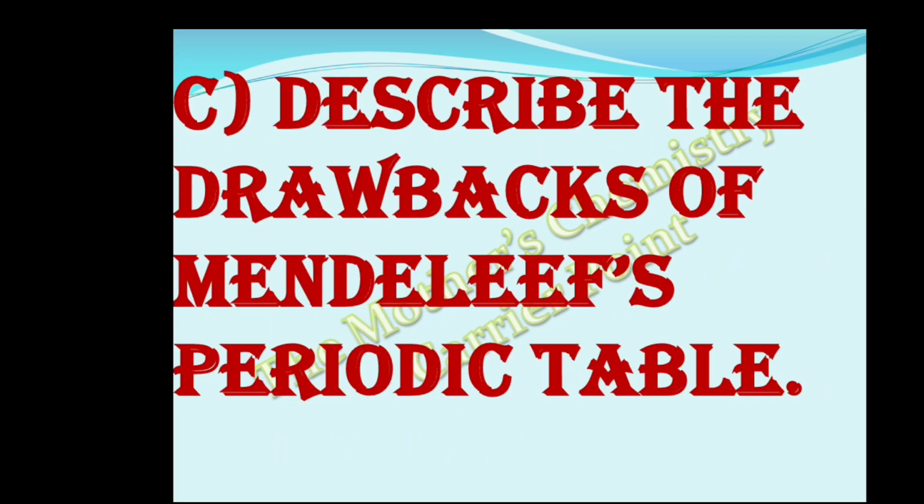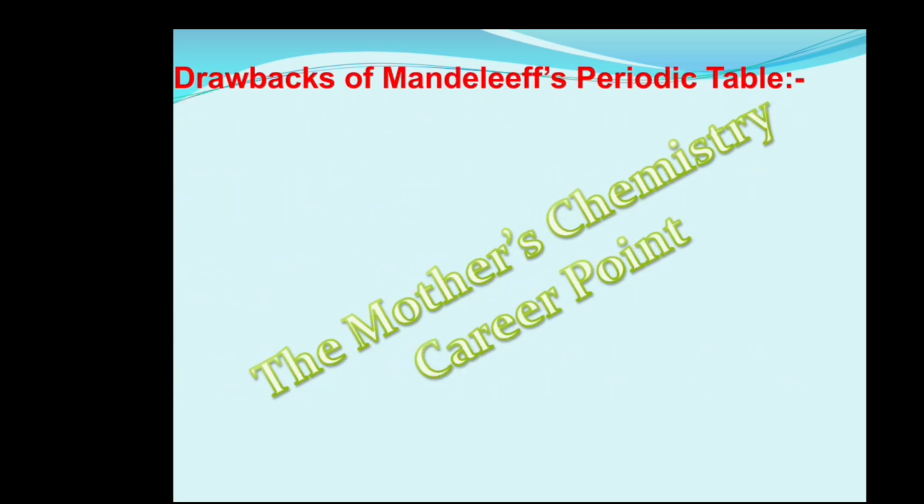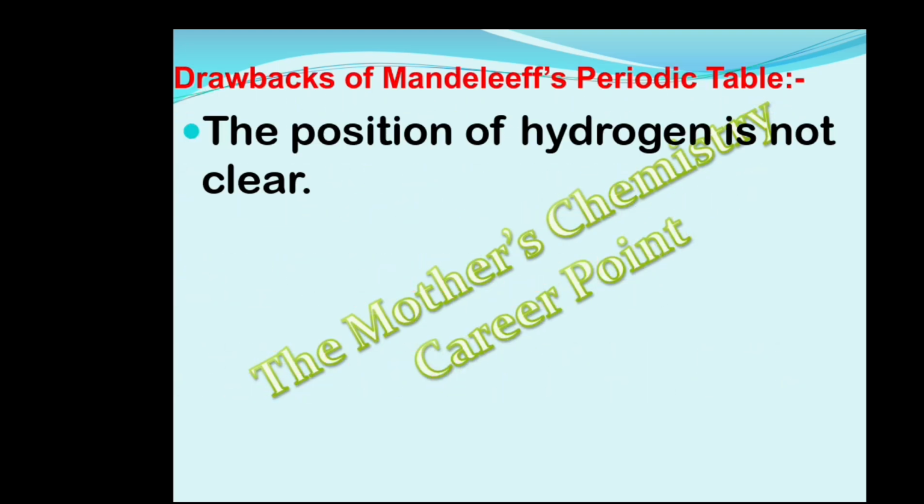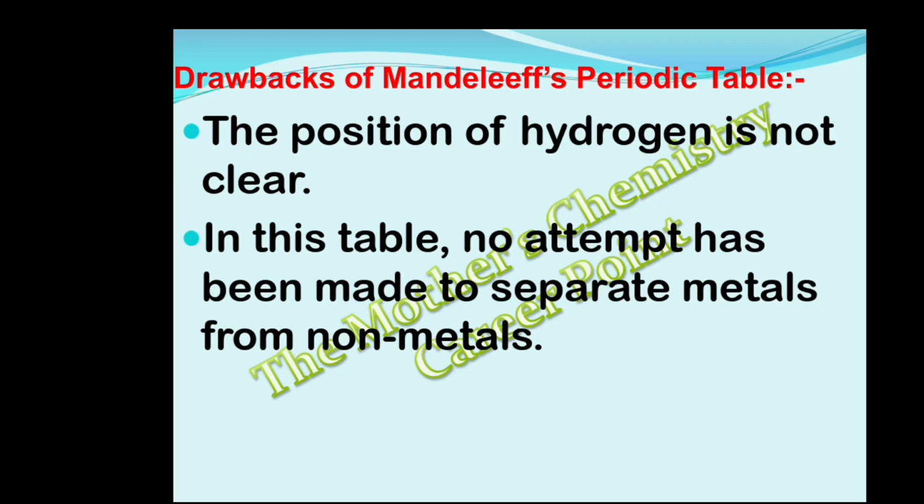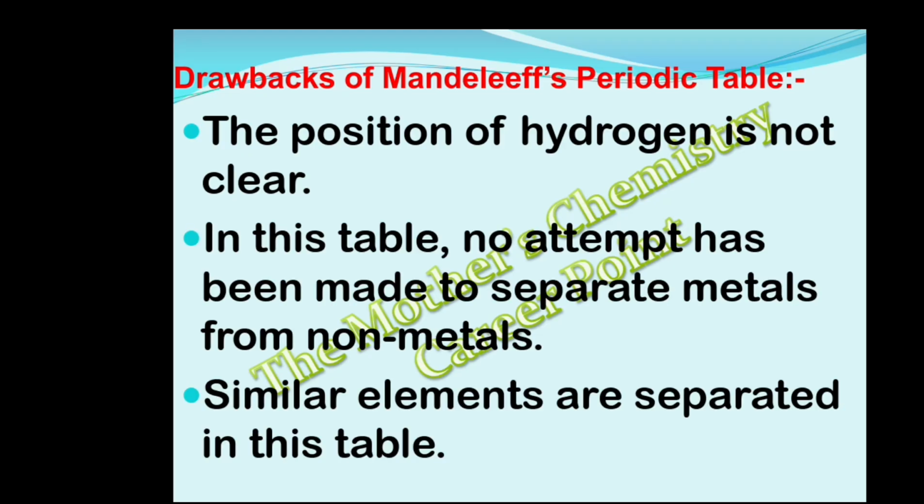Now come for the question number 3. Describe the drawbacks of Mendeleev's periodic table. What are the different drawbacks of Mendeleev's periodic table? The position of hydrogen is not clear. In this table, no attempt has been made to separate the metals from the non-metals.